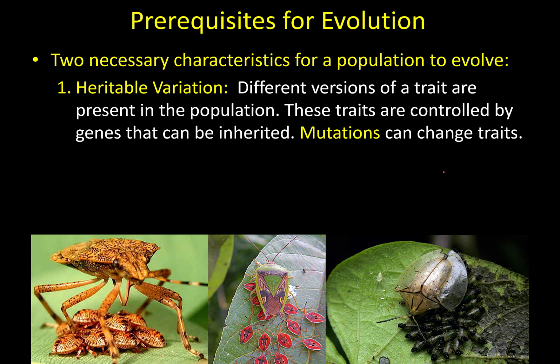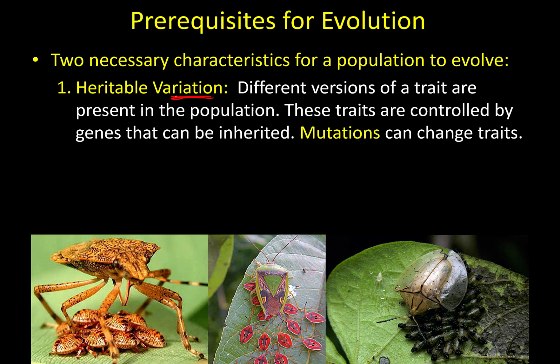The idea here is that there is variation for certain characteristics in your population. Different versions of a certain physical trait exist. Not everybody has the same fur color. Not everybody has the same eye color. Not everybody's the same size or the same weight. There are variations for all those characteristics of hair color, eye color, size, and weight.